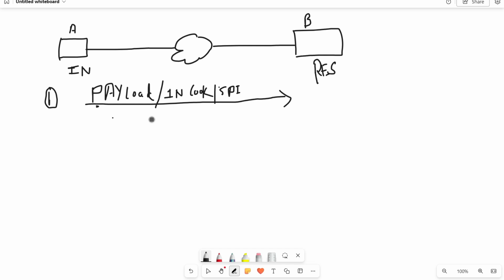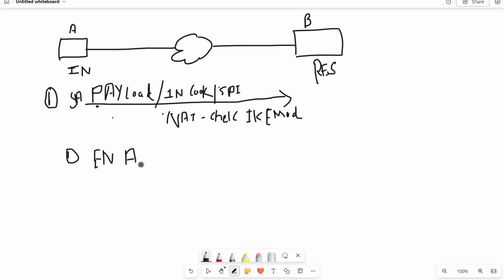We will also have the NAT check, and then the IKE mode. In the SA payload, what will we have? I am just starting here with encryption algorithms. So here we are sending the SA payload, and in the SA payload the encryption algorithm will be there.